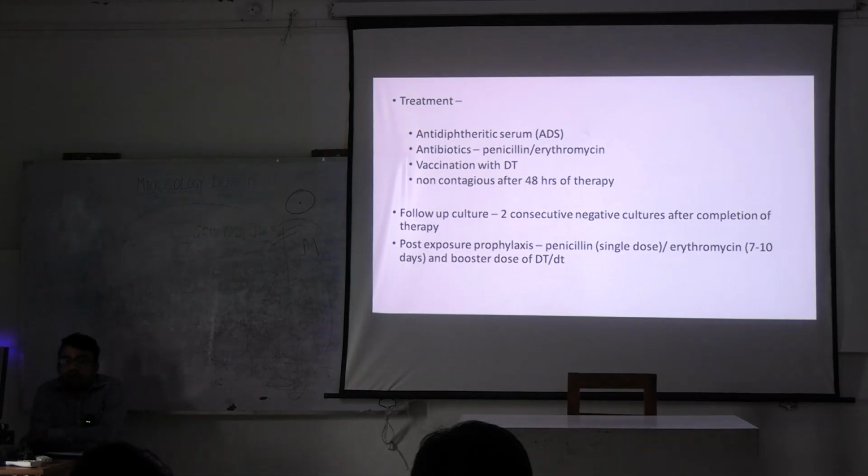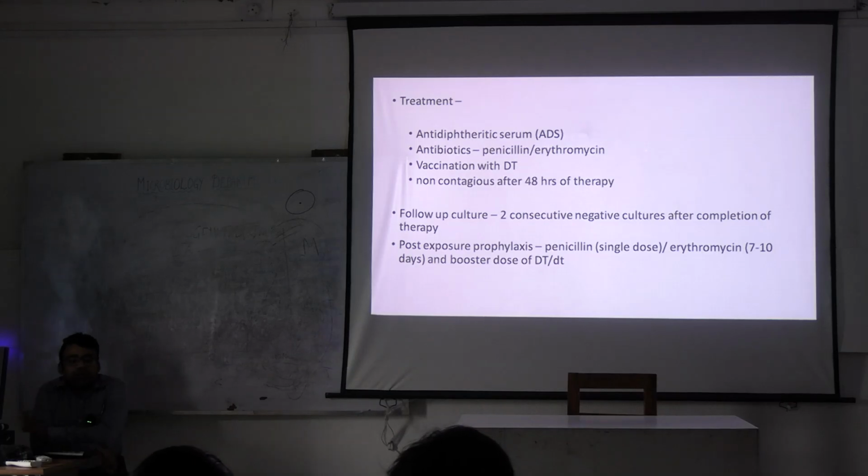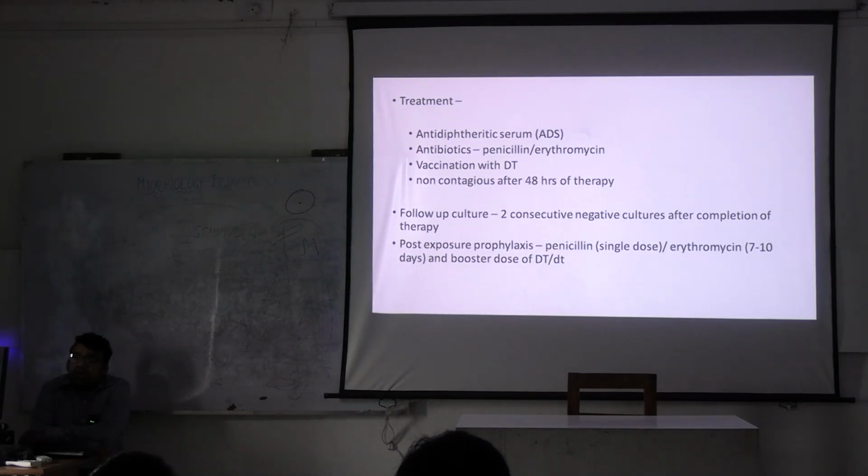Okay. Now, what will be the management? Most important is, after you confirm that this is a case of diphtheria, you have to give anti-diphtheritic serum or antitoxin. Because it's a toxemia, the definitive management is anti-diphtheritic serum, and the dose will depend on the stage of the illness. Furthermore, you have to add antibiotics. What is the role of antibiotics? It not only kills the bacteria but also reduces the production of toxin.